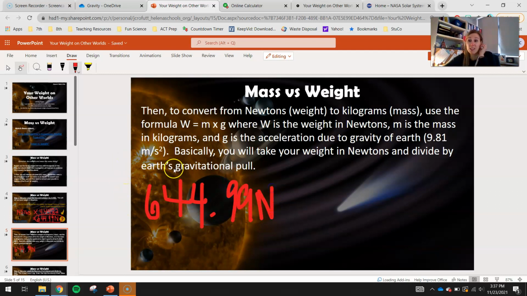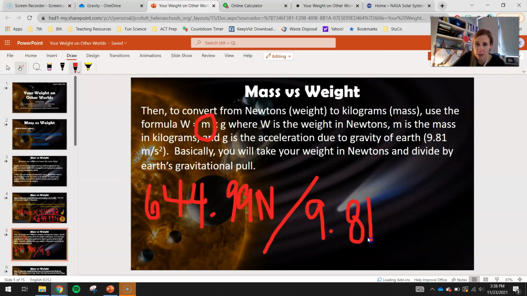So this is, again, how much gravitational force is pulling me down. To convert from newtons to kilograms, which is our mass, we're going to use the formula weight equals mass times gravity, where W is the weight in newtons, M is the mass in kilograms, and G is the acceleration due to gravity of Earth. On Earth, our acceleration due to gravity is 9.81 meters per second squared. So I'm going to take my weight in newtons and divide it by Earth's gravity to solve for the mass. So 644.99 divided by 9.81.